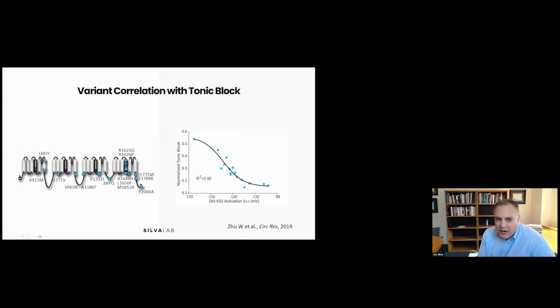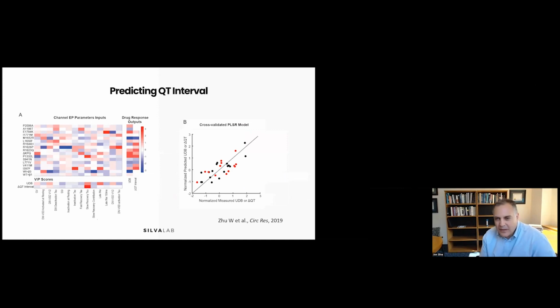So we looked at all the variants that we could find that we had ECG data for, and we found a very strong correlation between the half potential at which the D3 activates and the tonic block of the drug. So there's a strong relationship between how well mixilotine blocks and the position of the domain 3 voltage sensing domain. So then we wanted to say, okay, can we translate this to what the patients saw? And so we used a partial least squares regression model.